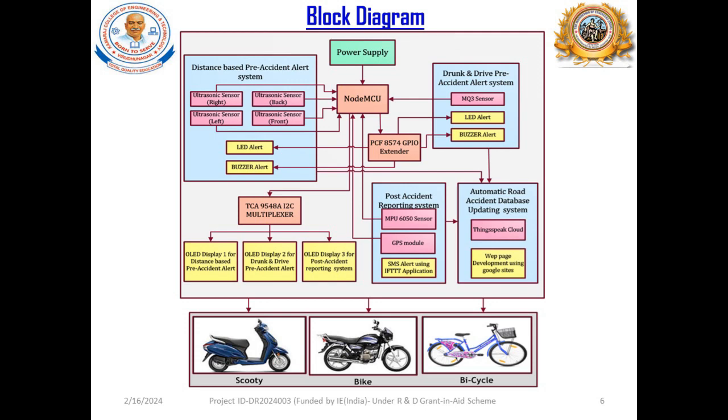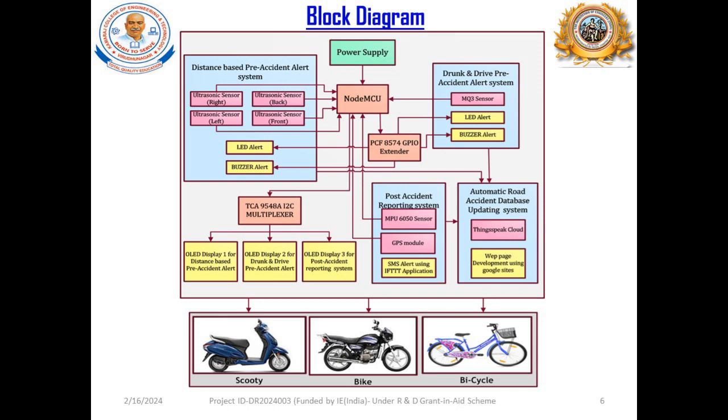Whenever the distance of a vehicle from either side of the vehicle is too close, it gives a buzzer alert as well as an LED alert to the driver. In the drunk and drive pre-accident alert system, whenever the driver's alcohol level goes beyond the threshold, it gives the buzzer and LED alert. In the post-accident reporting system, when the vehicle's acceleration as well as orientation becomes abnormal, it means the vehicle met an accident. So it tracks the location of the vehicle where the accident happened, and it triggers the SMS alert service of the IFTTT application to send the SMS alert to the contact person, the trusted person.